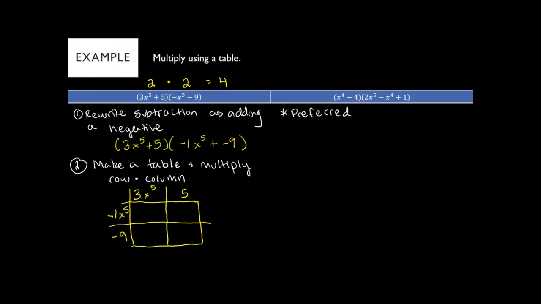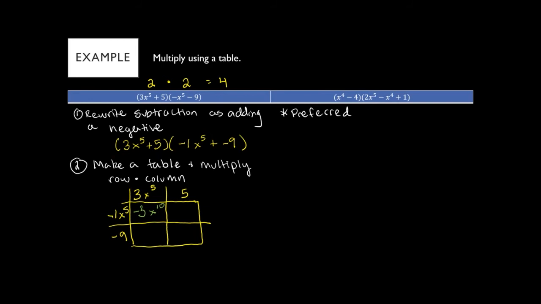So we fill in the table row by column. I start with the negative 1x to the fifth, and I multiply it by 3x to the fifth. This is where I do the multiplication mentally. So negative 1 times 3 is negative 3, and then you add the exponents. So 5 plus 5 is 10. This is going to give us negative 3x to the 10.